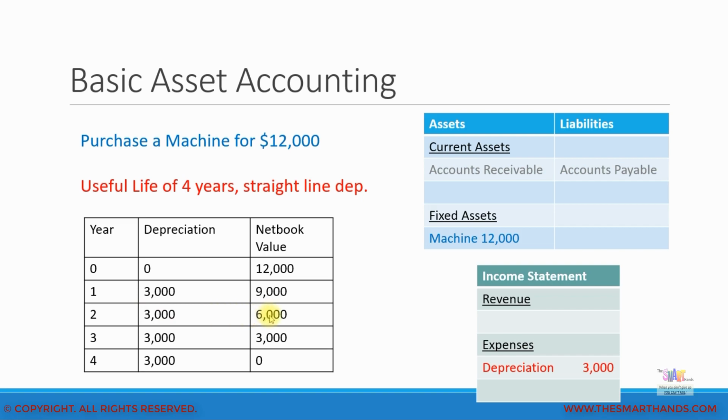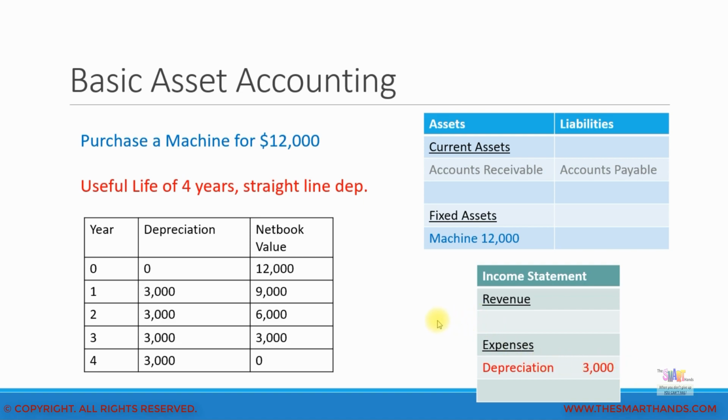After the second year, it's $6,000. After the third year, it's $3,000. And after the fourth year, it's $0. And when it depreciates, depreciation is an expense. So this 3,000 will be posted under your expenses in the income statement. It will be a depreciation expense of $3,000.